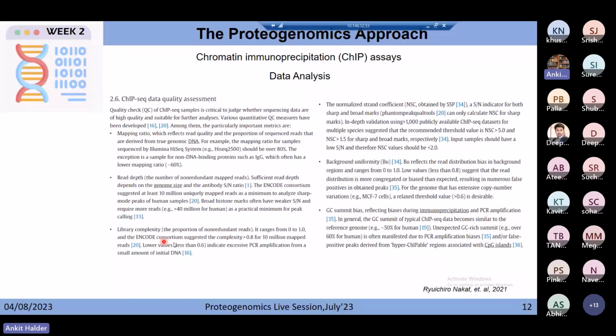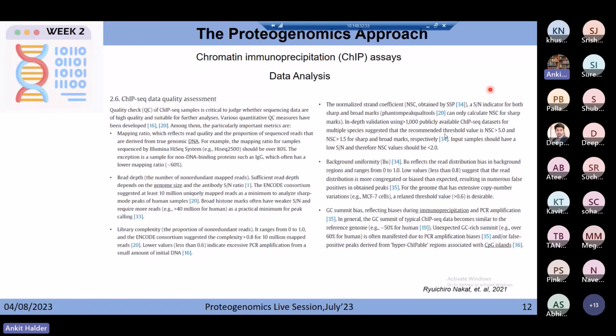It ranges from 0 to 1, and the ENCODE consortium, which is generally regarded as the standard and the highest quality, recommends a complexity of greater than 0.8 for 10 million mapped reads. Lower values indicate excessive PCR amplification or a small amount of initial DNA. Second is the normalized strand coefficient, an indicator for sharp and broad marks. This also should be less than 2.